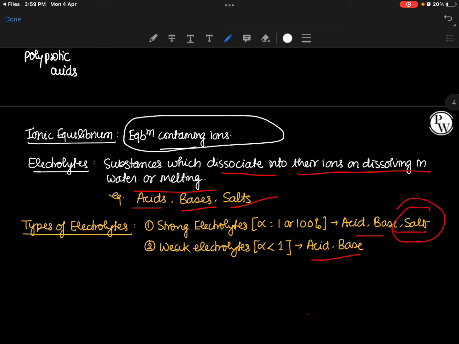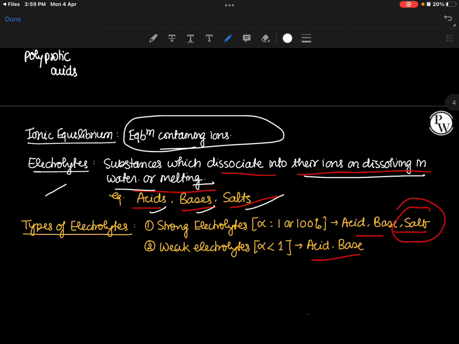First of all, we will see the definition of electrolyte. Substances which dissociate into their ions on dissolving in water or melting are called electrolytes. We have some examples of electrolytes like acids, bases and salts.